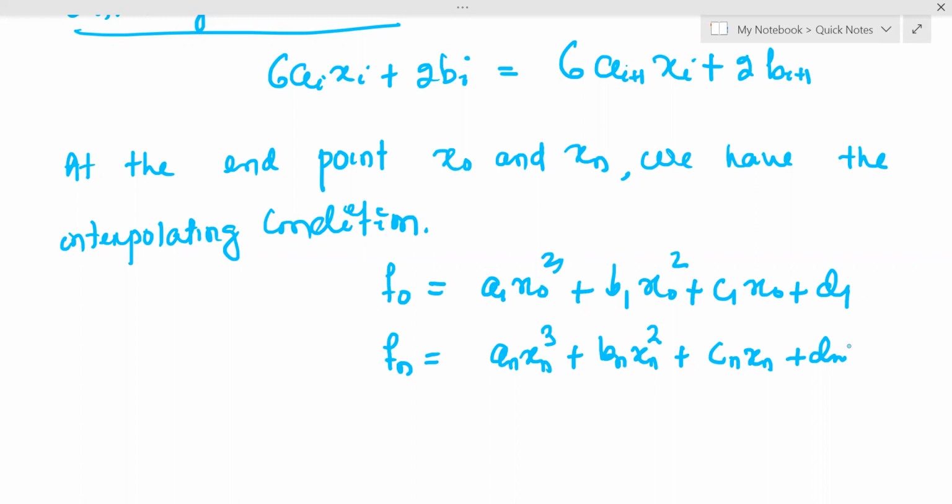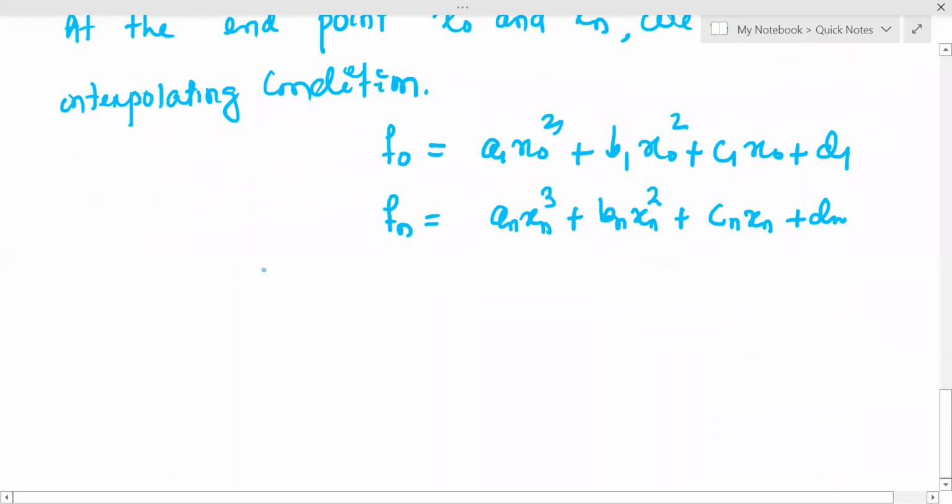Then just to simplify, 2n minus 2 into n minus 1 equations from the above equations, we need 2 or more equations to obtain the polynomials uniquely. In most of the cases, we have to consider f double dash x at the two endpoints. What we consider? Now that is f double dash x0, which is equal to m0, and which is equal to p.